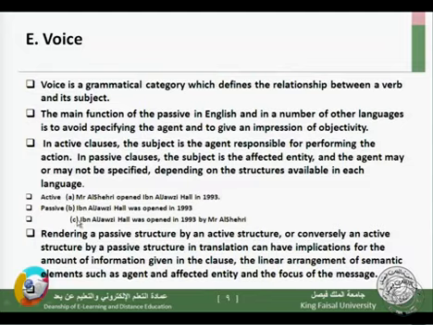Now this example, look at this. This gives you an idea about what we mean by active and what we mean by passive. Now active, look at this A. Mr. Al-Shihri opened Ibn al-Jawzi Hall in 1993. This is active. Look. Subject, verb, object.